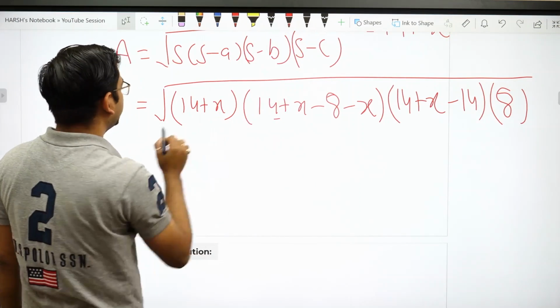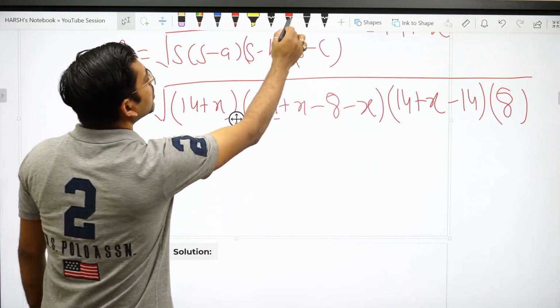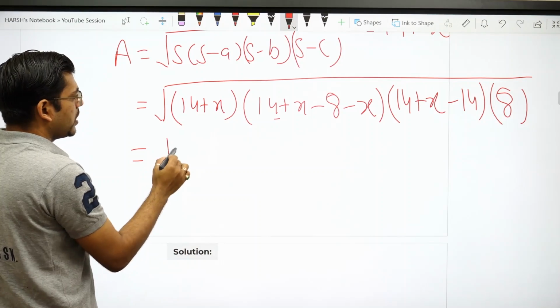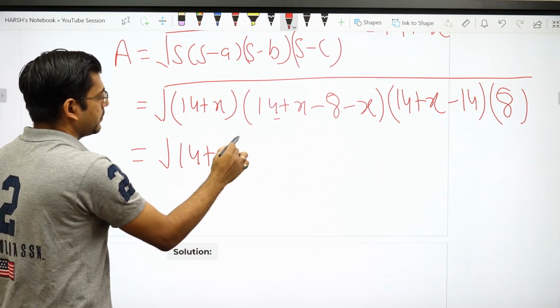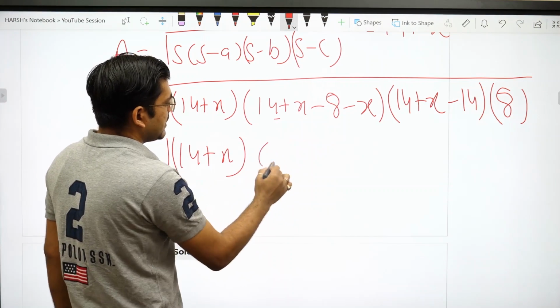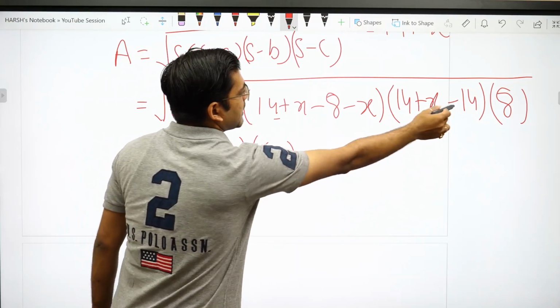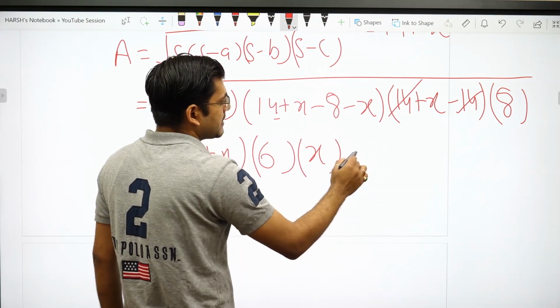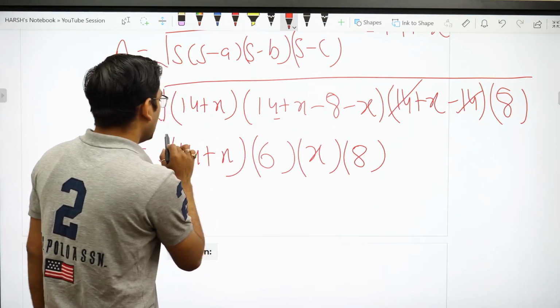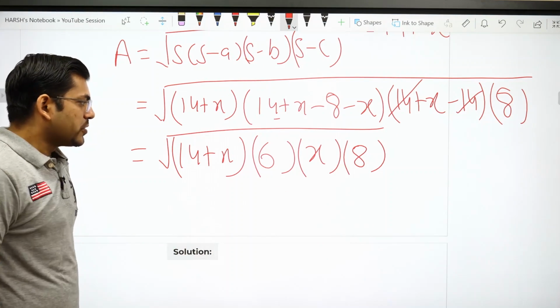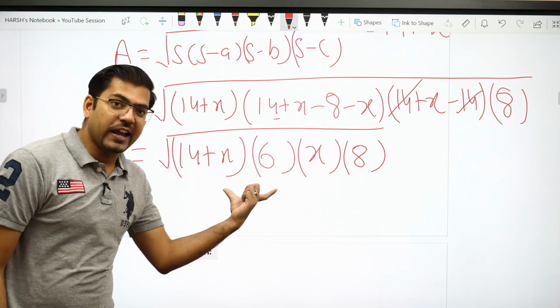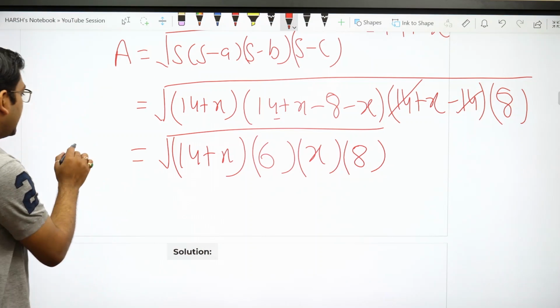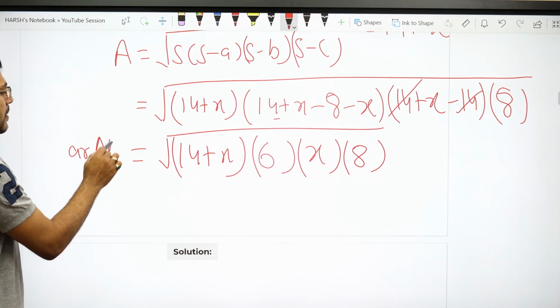So root under 14 plus x. Now 14 minus 8 is 6. 14 plus x minus 14, 14 and 14 getting cancelled, x into 8. Now we have this term. Okay, so I guess we are clear. This is the area of triangle ABC. I am writing here area of triangle ABC.